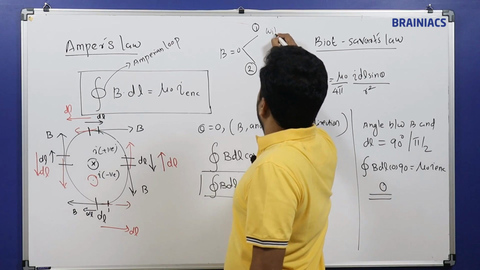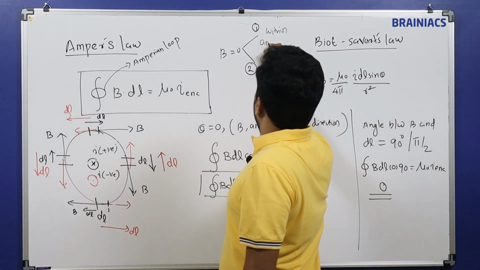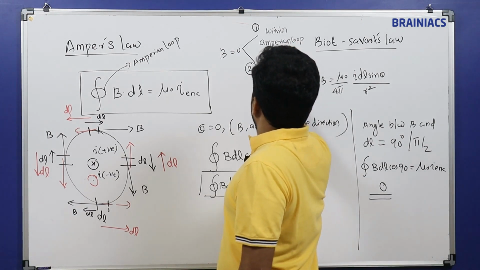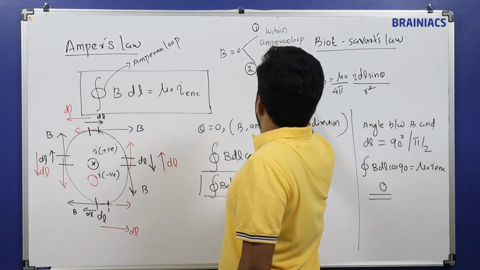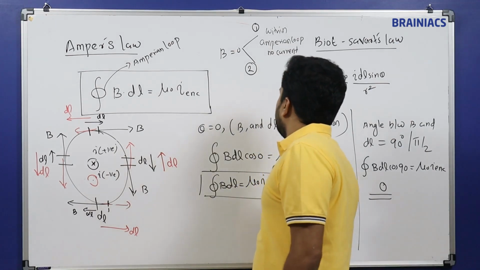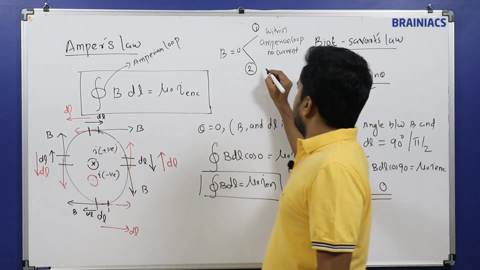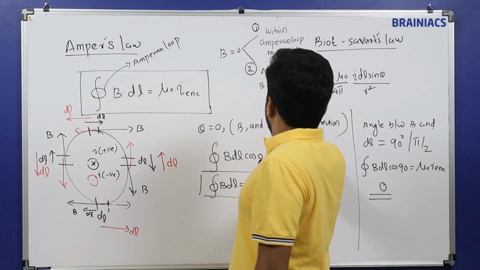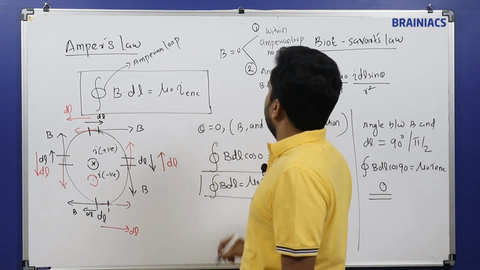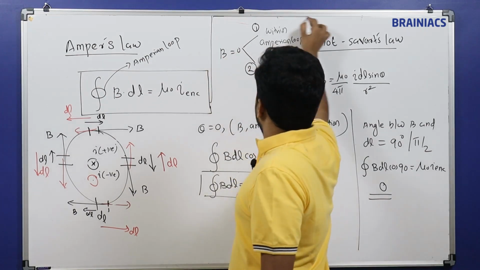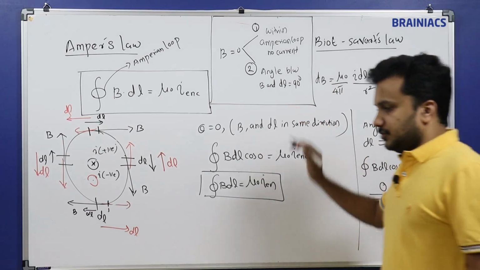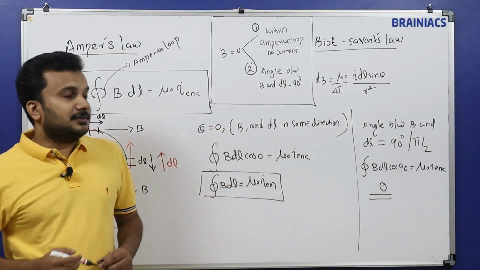Okay, the first one, within Amperian loop, you can write: within Amperian loop, no current. Within Amperian loop, if there is no current, magnetic field is equal to 0. Second condition is what? Angle between B and dl. Angle between B and dl is equal to 90 degrees. In both these conditions, the magnetic field will go to 0. Hope this concept is clear to you.